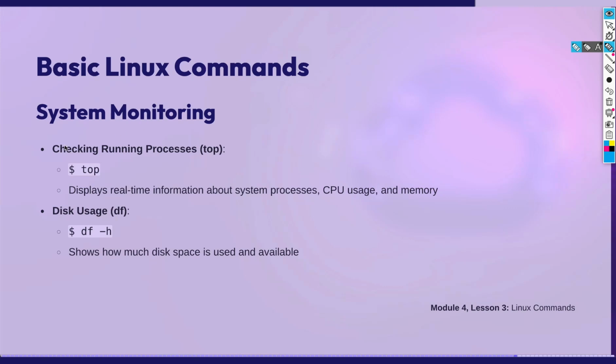Another set of Linux commands is for system monitoring. So we have the top command, and this is for checking running resources, all right? So this displays in real time the information about your system processes, okay? So this will display your CPU usage and your memory usage currently as it is. The next one you have is df, or disk usage. So this will show you how much disk space is used and how much is available on all of your file systems or your mounted file systems.